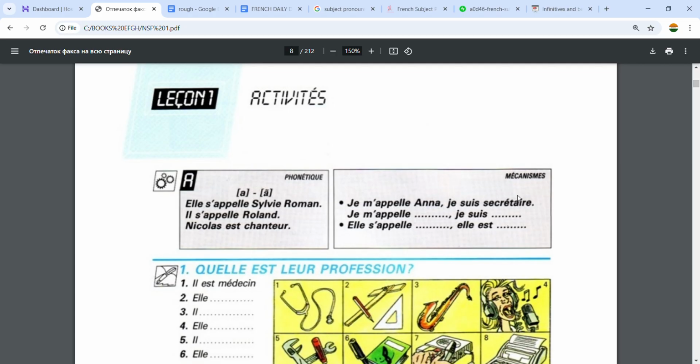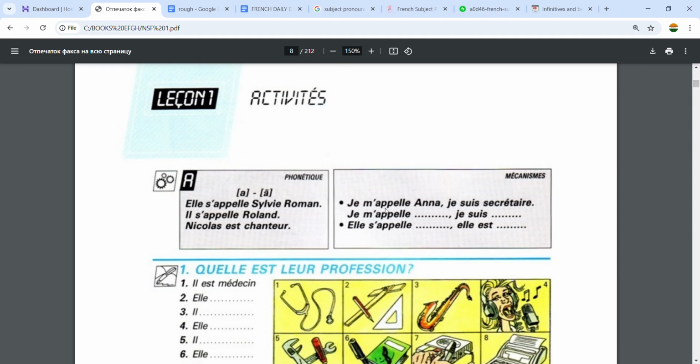Now we are moving back to activity, activité. So elle s'appelle Sylvie Roma. Il s'appelle Roland. Nicolas est chanteur. So her name is Sylvie Roma. Il s'appelle Roland. His name is, or he calls himself, Roland. Nicolas est chanteur. Nicolas is a singer. Chanteur ending with T-E-U-R, any such word is masculine.